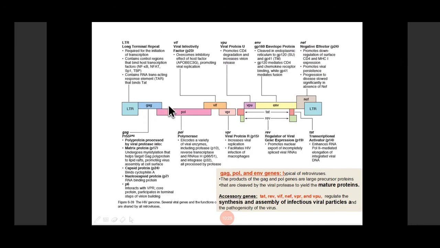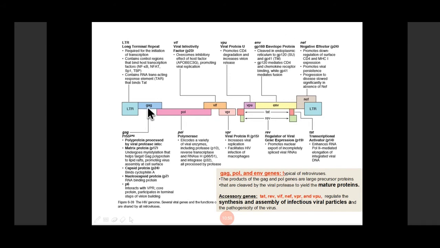Then coming to the viral genes. This picture is again given in your book Robbins. So here we have three major genes: GAG, POL, and ENV. These three major genes help in the formation of the mature proteins of the virus. They form the major proteins of the virus when they are cleaved by the viral proteases. They give rise to the formation of mature proteins.